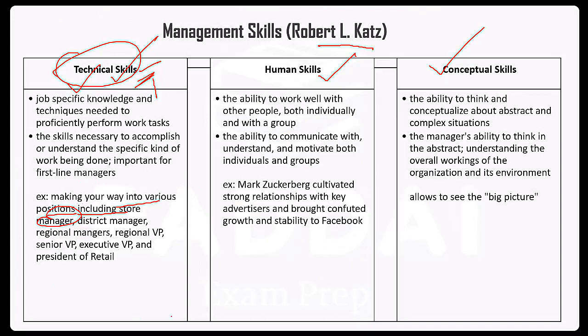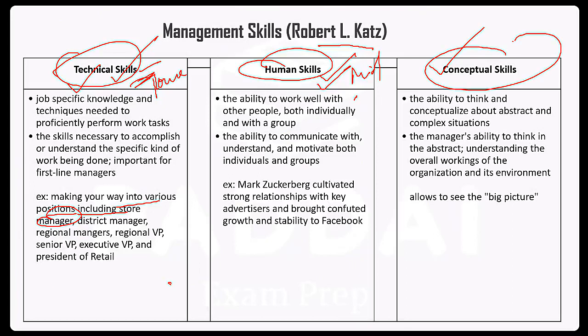Human skills. This human skill is associated with the lower level. Human skills is your middle level. Maintaining relationships, ability to work with the organization in a group as well as individually, ability to communicate things, ability to motivate, ability to understand, ability to interpret, ability to individualize the objective, that is human skills. Simple understanding: what is called interpersonal relations.